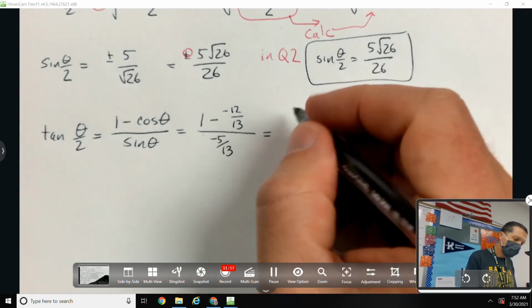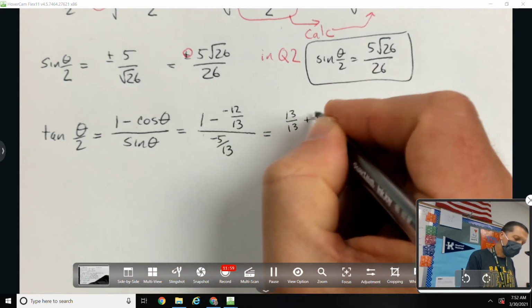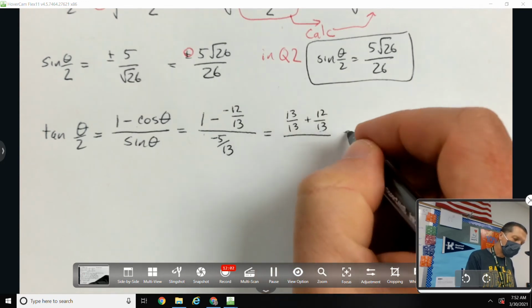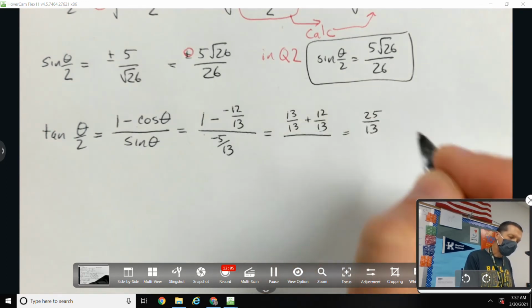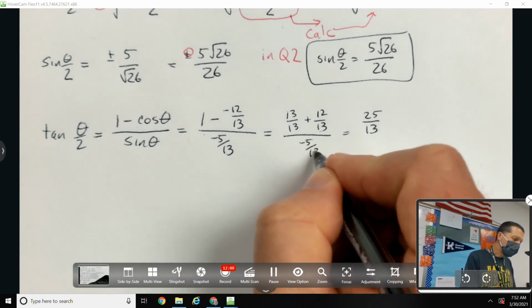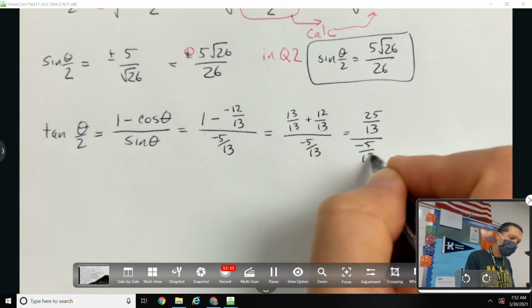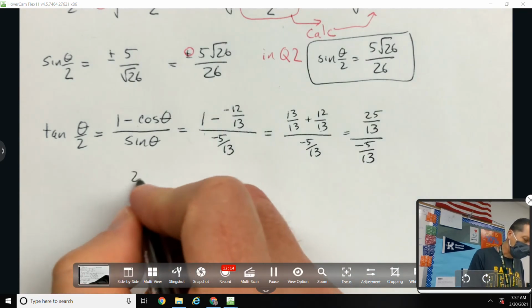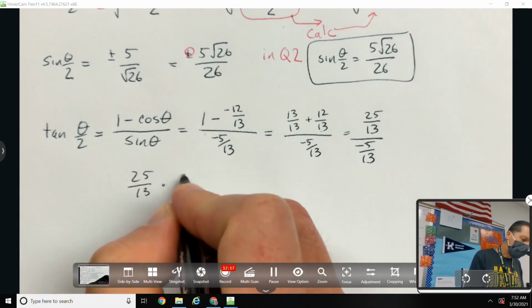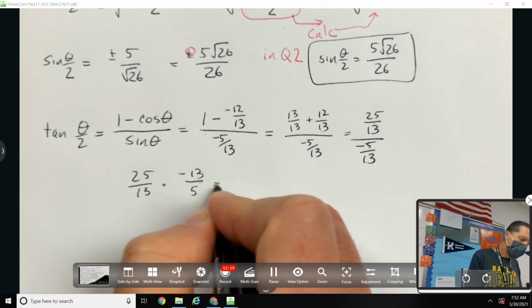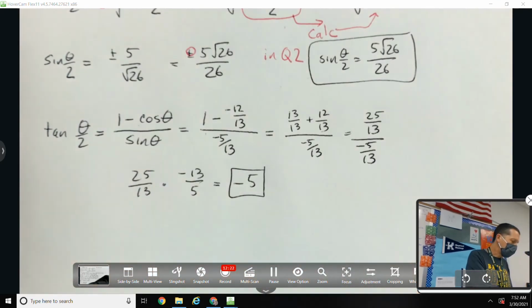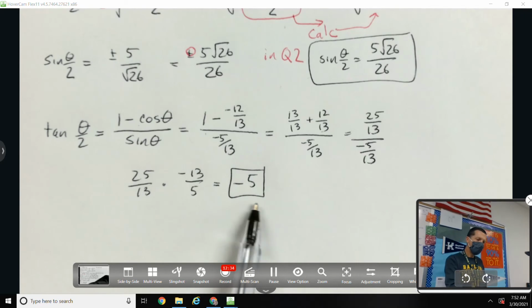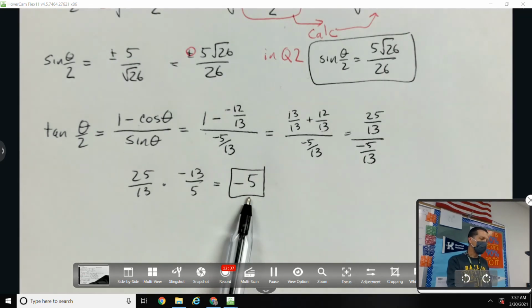13 plus 12, 13. I'm going to do it by hand because it works out. 25/13 over negative 5/13. I think I can do this one by hand faster than I can type it in the calculator. Keep it, change it, flip it, and you end up with negative 5. And for tangent, you don't have to worry about the plus or minus. Or I guess I should say it takes care of itself. We're in quadrant 2, so tangent should be negative, so that works.